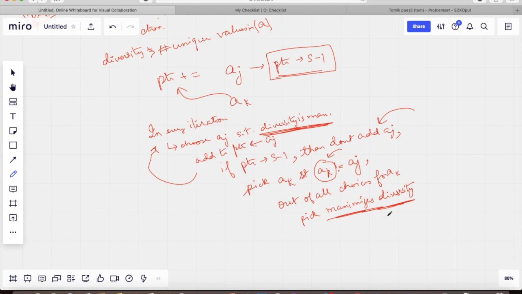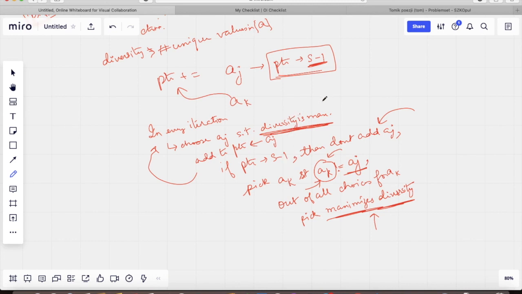Now as long as your diversity is maximum, it is good for you, because that means there are going to be multiple substitute values for the AJ, which are AKs. And out of all the AKs that you choose, you again want to make a choice such that it keeps the diversity maximum. So as long as you have a substitute AK value, this S minus 1 will not be hit and you can continue doing your algorithm.